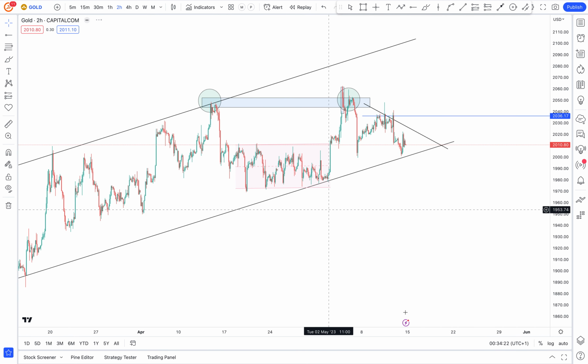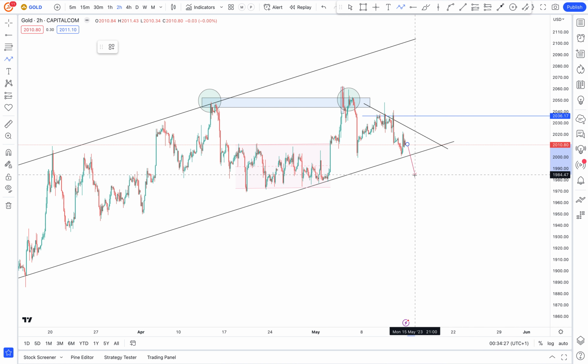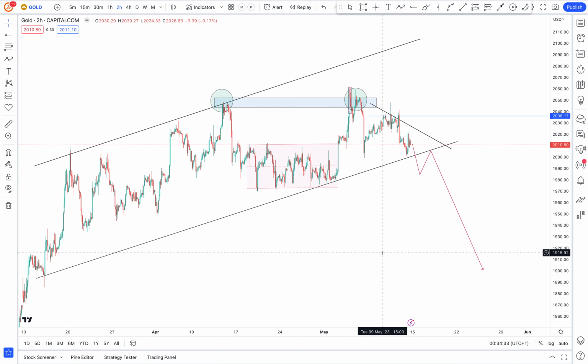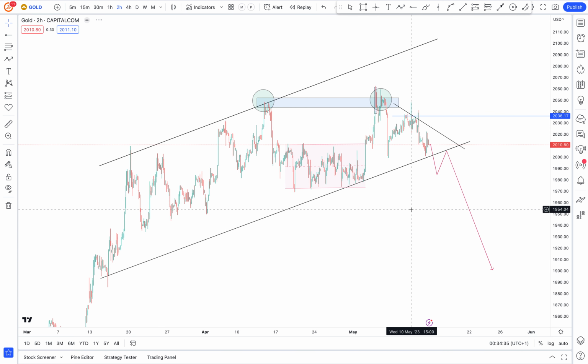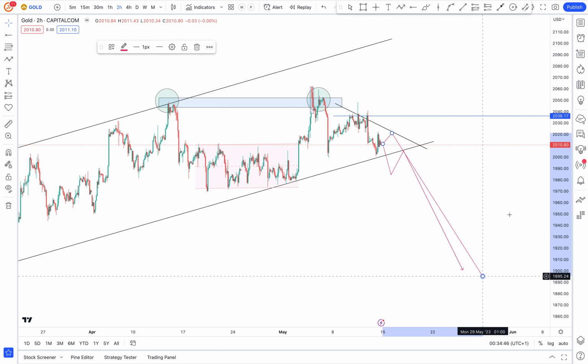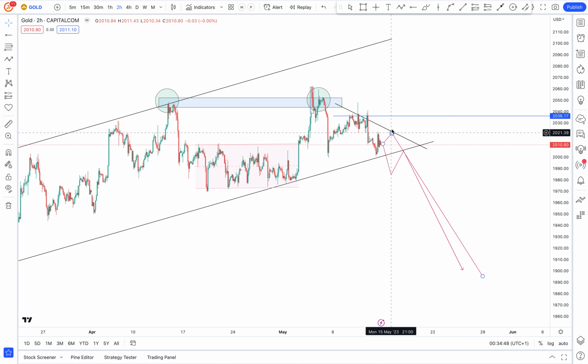So what I'll be expecting this coming week is some sort of break of this support trend line, and then a retest, and then a further drop here on gold. So that is what I should be expecting to see, something like this: a retest here, and then a drop. This is another likely scenario that might play out on gold.